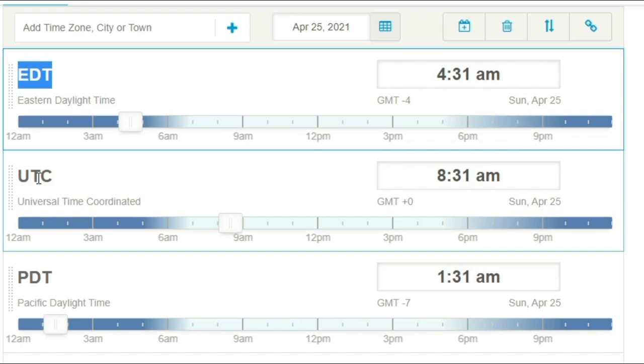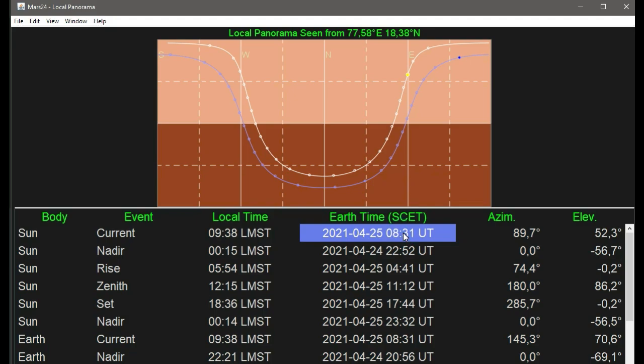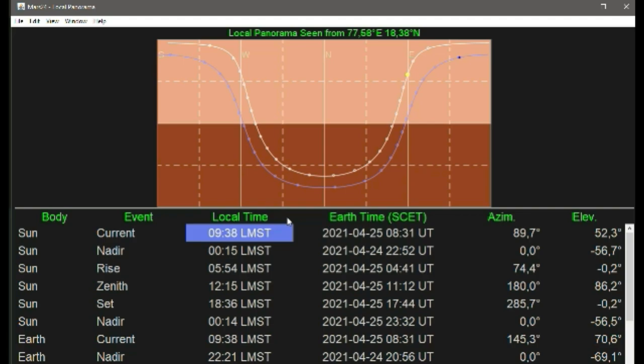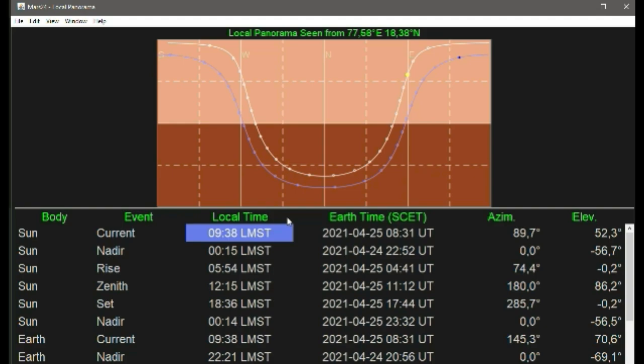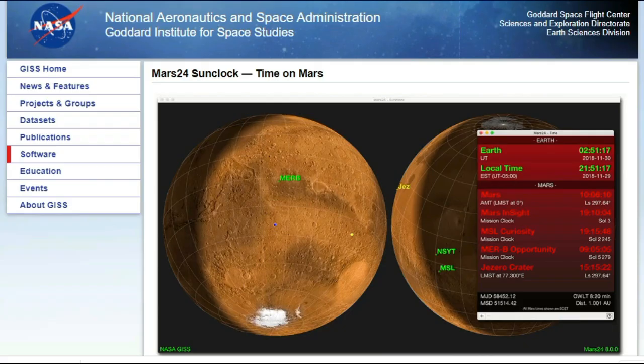4:31 EDT. UTC 8:31. 8:31 UT time is 9:38 local Mars time for this location. I think your local Mars time is off by like 3 hours, NASA. 12:33 p.m. local Mars time is not the same as 9:38 local Mars time. Why not use your own tiny app to check the data?